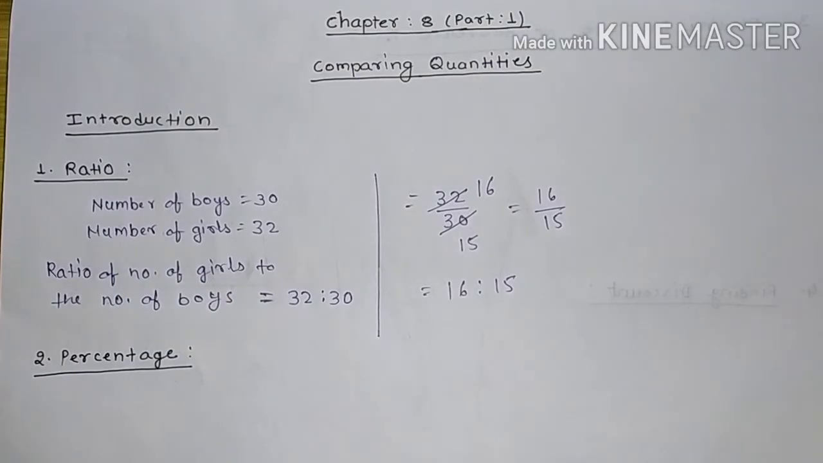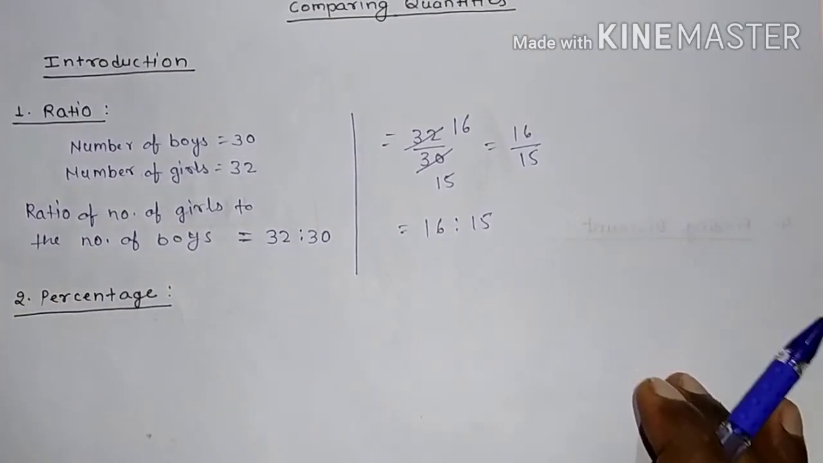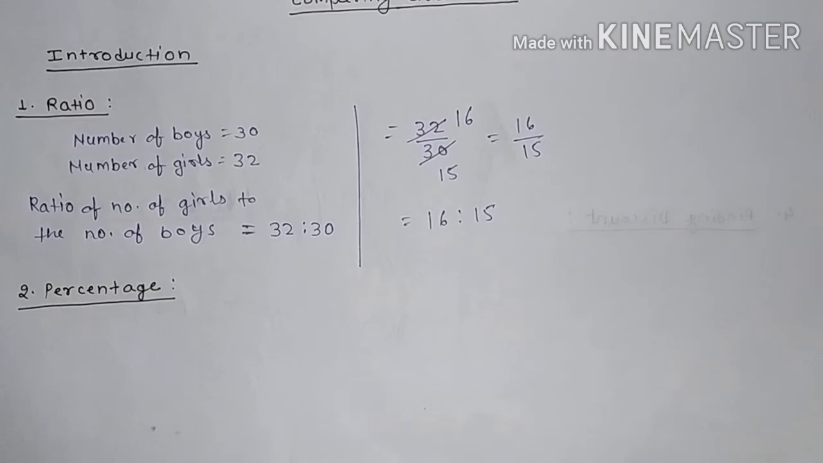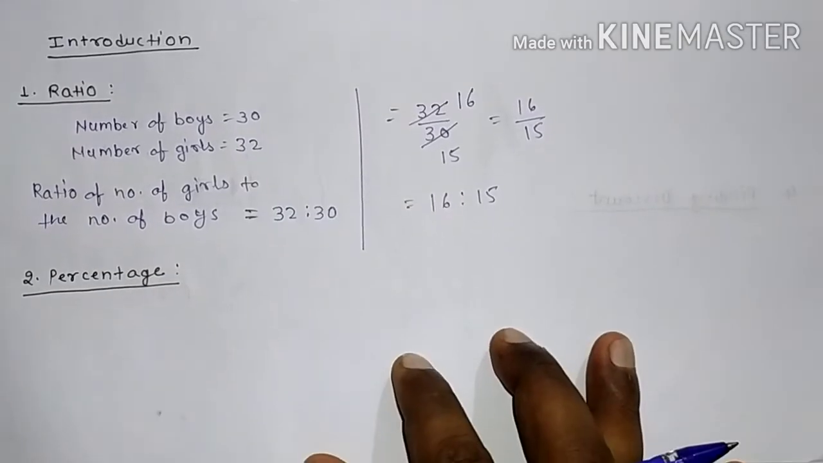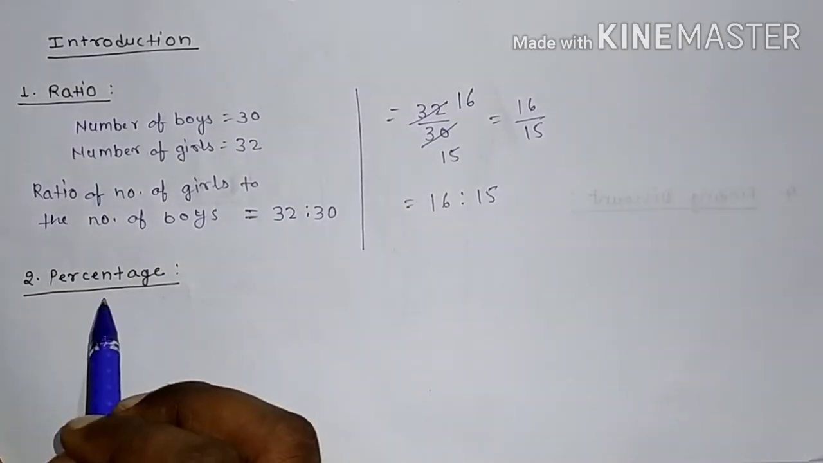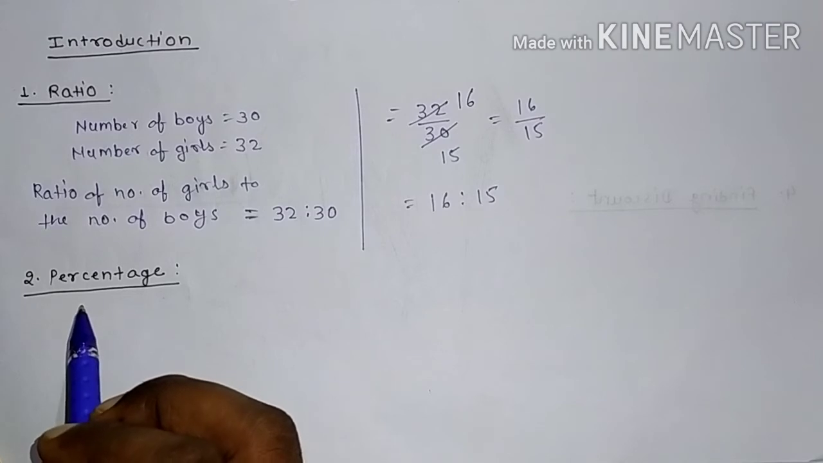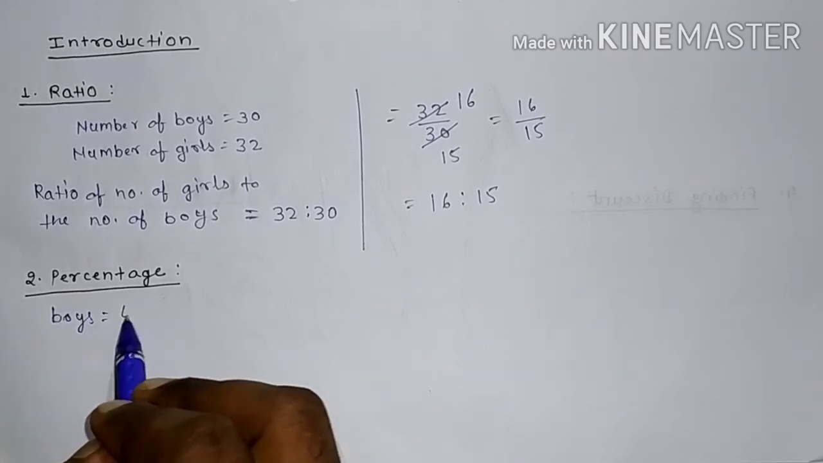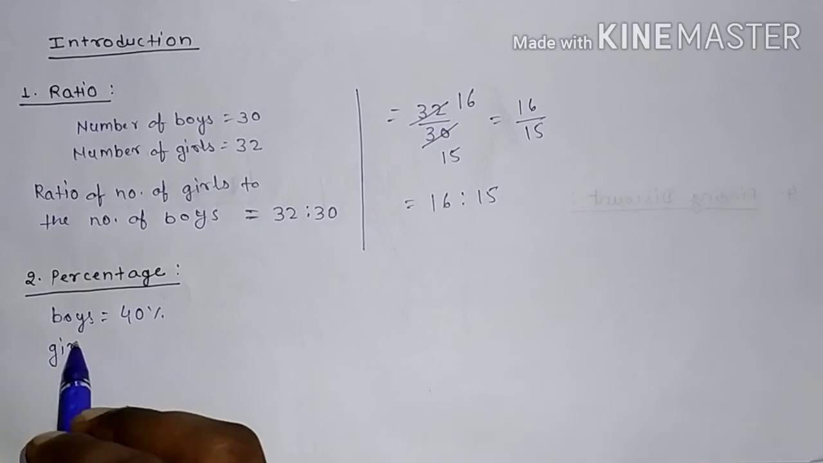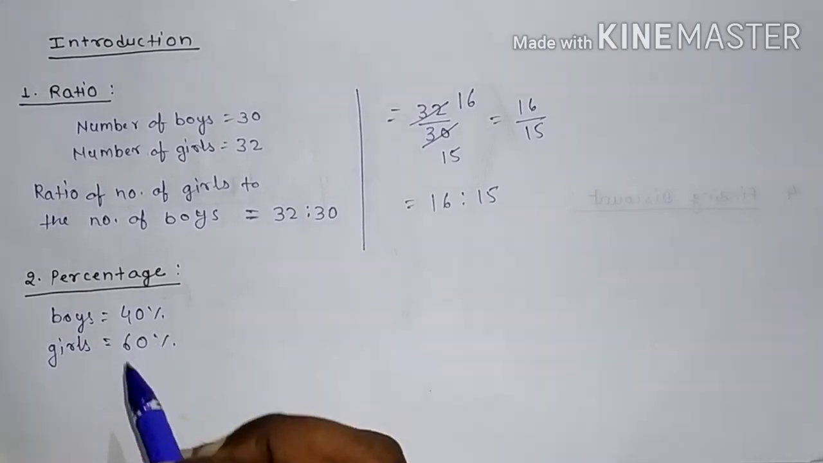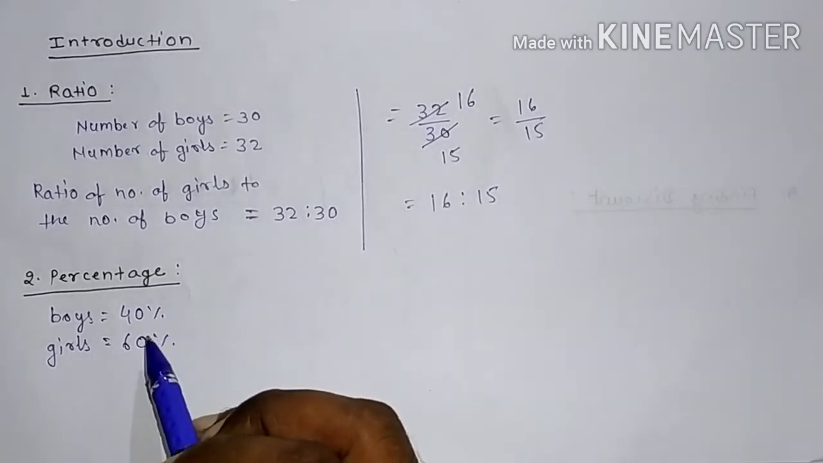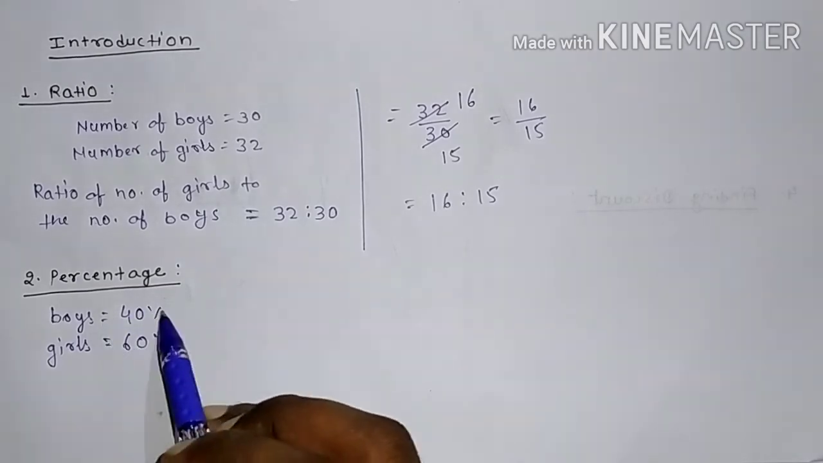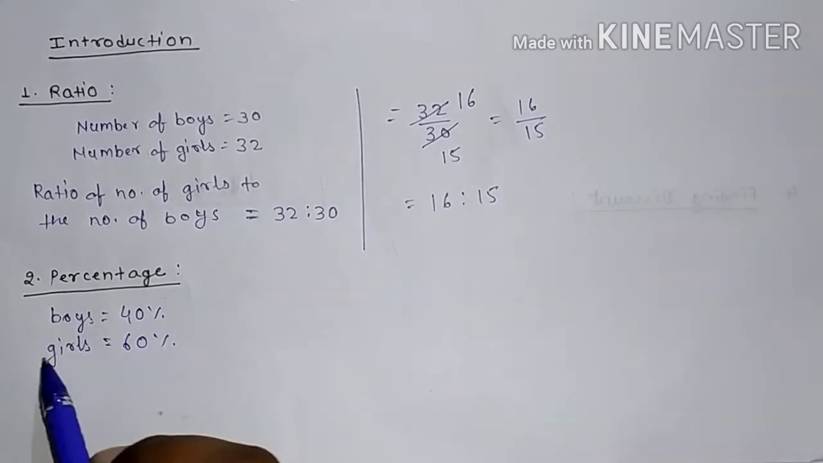Now the next topic, that is percentage. So simply let's suppose 40% students of the class are boys and 60% are girls. So here boys are 40% and girls will be 60%. Simply it is the representation of percentage. So in a class 40% are boys and 60% are girls.